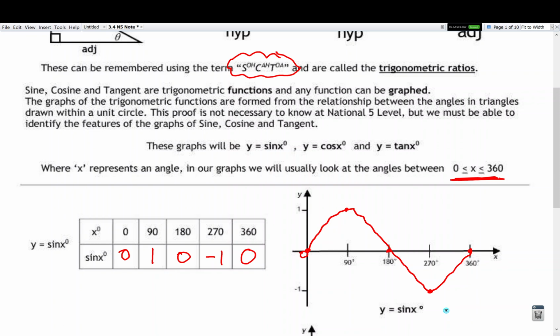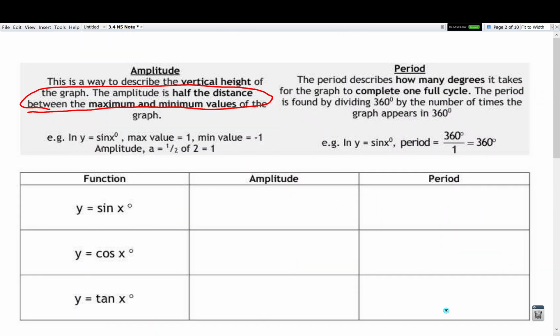Okay, so it says that in this little example here. So the maximum value is 1, the minimum value is -1, so the amplitude is just half of that distance. The distance is 2 between 1 and -1, so therefore the amplitude is 1. So in the graph of y equals sine x, the amplitude is just 1, so can you just mark that in? And it's going to be the same for the cosine graph.